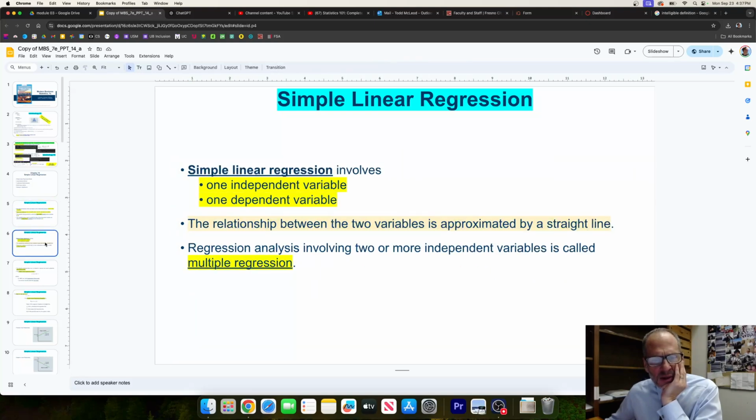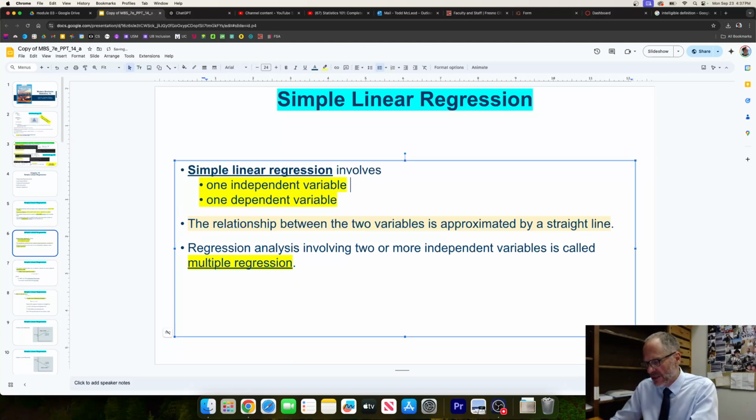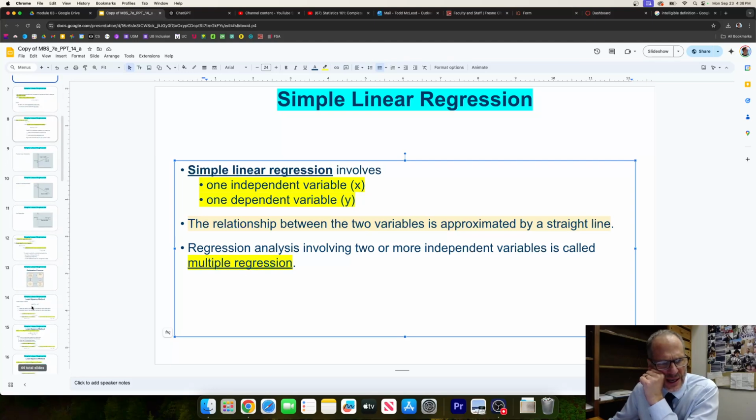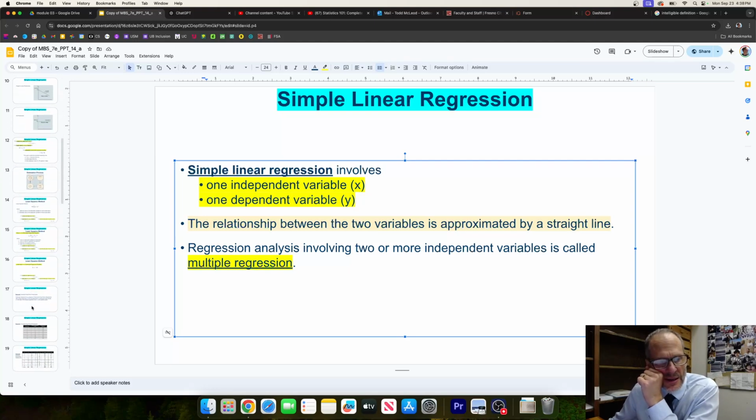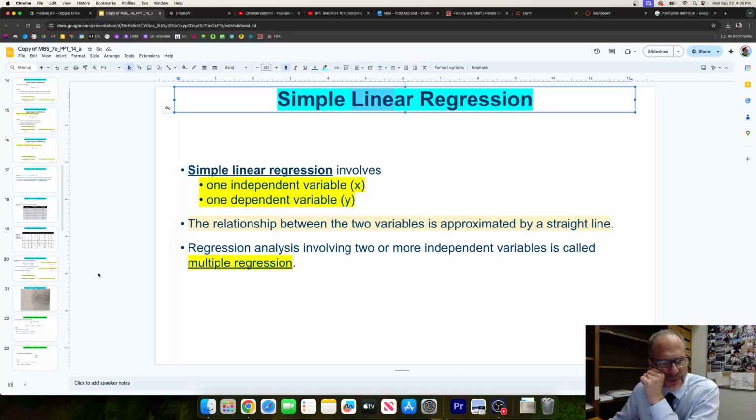And simple linear regression involves one independent variable and one dependent variable. Independent is X, and your dependent is going to be Y. The relationship between the two variables is approximated by a straight line. So it's simple linear regression, and linear. Notice that line is a big part of that word linear.